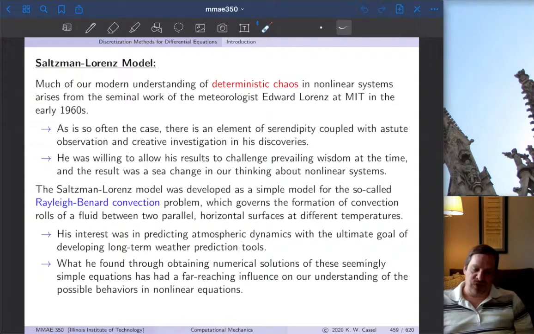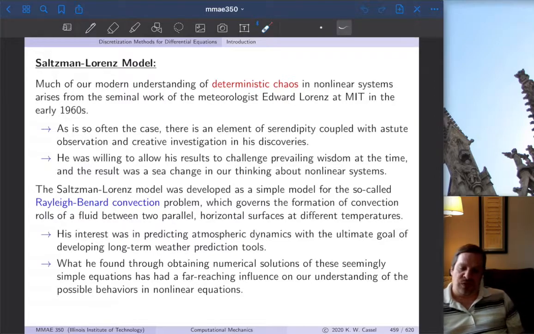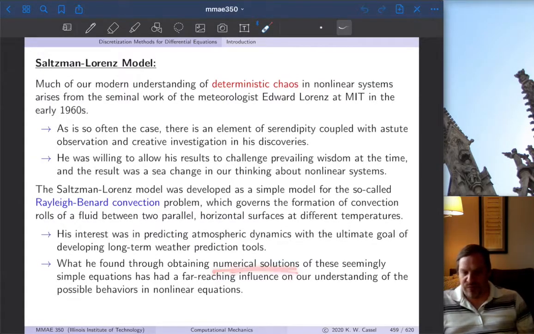It's governed by the Navier-Stokes equations, which you 313 students will see or have seen, along with coupled heat transfer because of the different temperatures. So it's a very simple problem, and he was just trying to develop some models that in the early 1960s could be solved on a computer and would be relevant to atmospheric dynamics. But what he found through these numerical solutions of these seemingly simple equations, which I'll show you in a moment, turned out to have very far-reaching effects on our understanding of nonlinear equations and the systems that they govern.